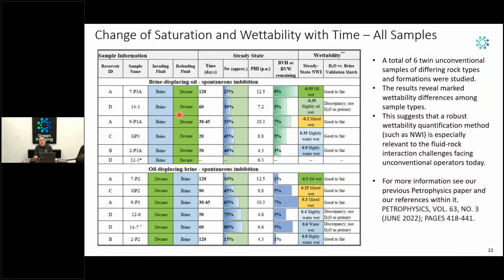And I would suggest that if you want more information on the specifics of these examples, please read our paper, which appeared in Petrophysics in June 2022. It was a great summary paper of all our work, and it includes all the references to all the presentations we gave over the course of this work. And you'll see a lot of the figures that I'm presenting today were borrowed from this paper. So please, if you want more information, I encourage you to read that paper.